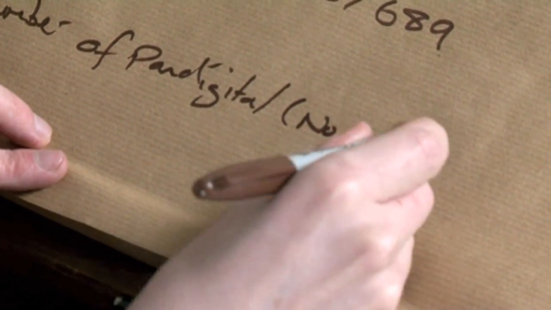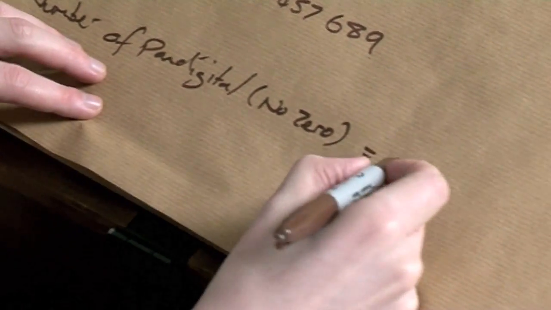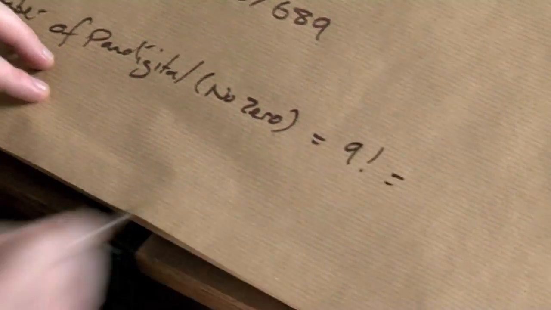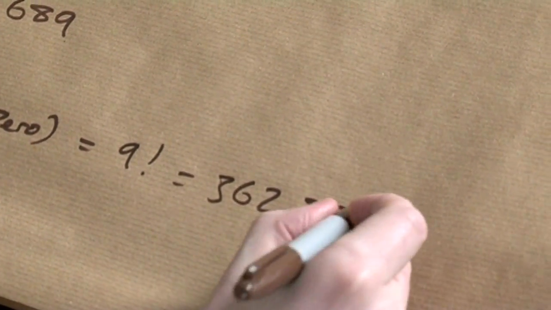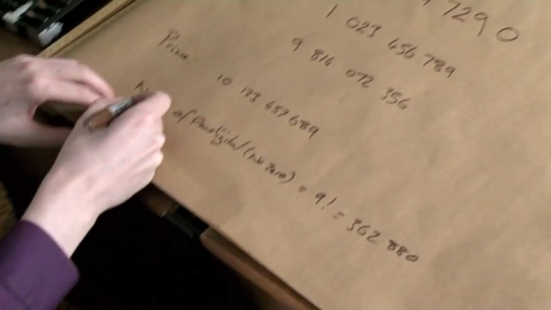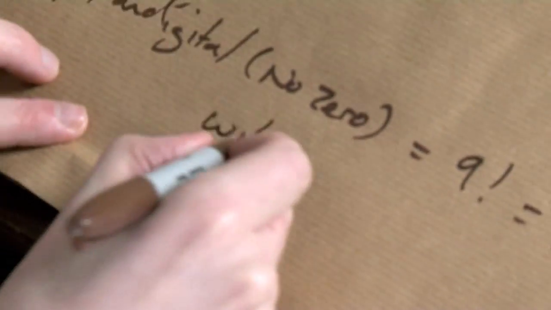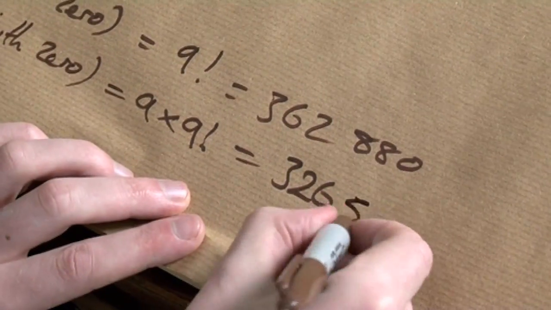And the number of ways you can rearrange the numbers from 1 to 9 to make a pandigital number is going to be 9 factorial, which is 362,880. And I reckon if we're allowed to have 0 as well, then it could go anywhere except the first place. So if I put in 0, it's going to be 9 times 9 factorial.